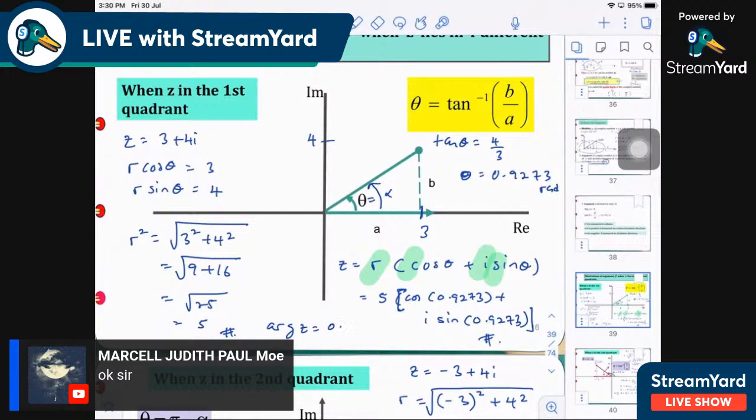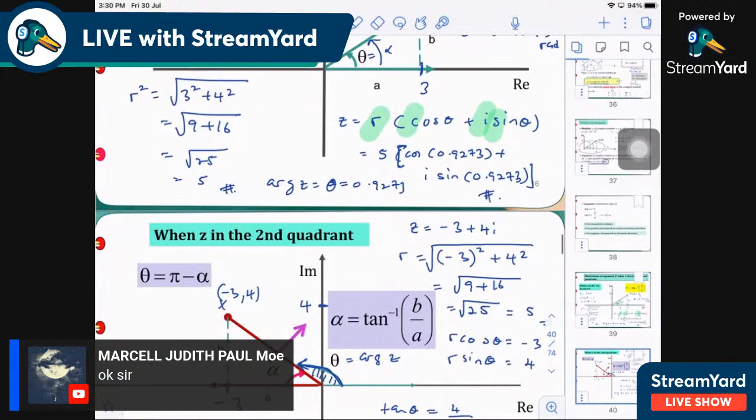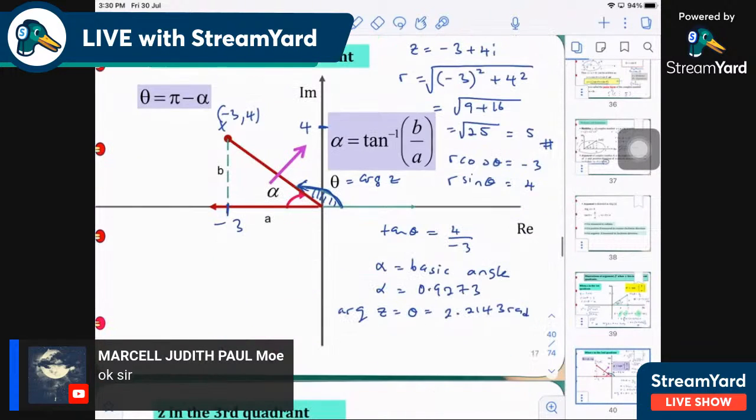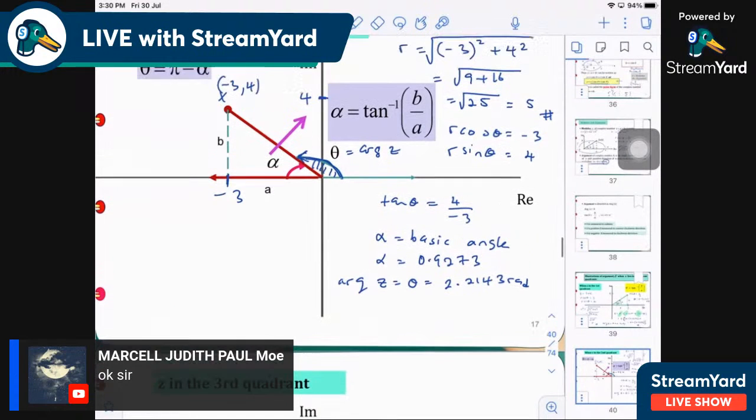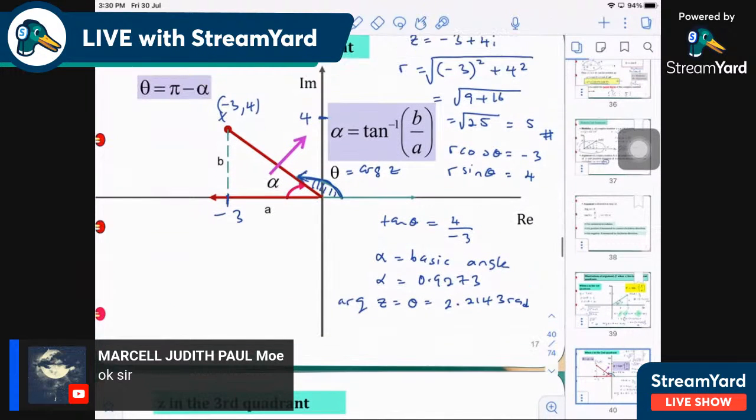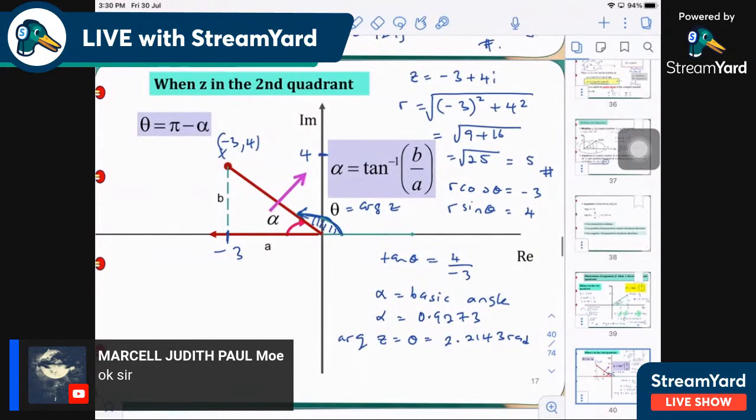Can you understand here? So when we see this condition, when there is a negative, we have to find the basic angle first. After we find the basic angle, to get theta, you get pi minus 0.9273. That will give you the answer 2.2143 radian. I hope until here you all are clear. Any problem so far, class? Boleh faham?